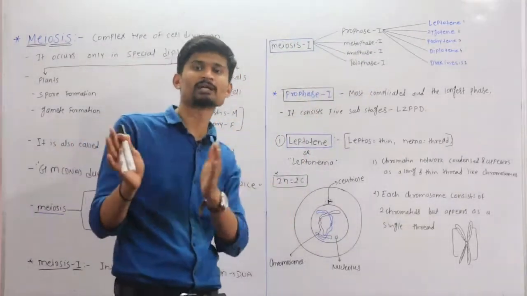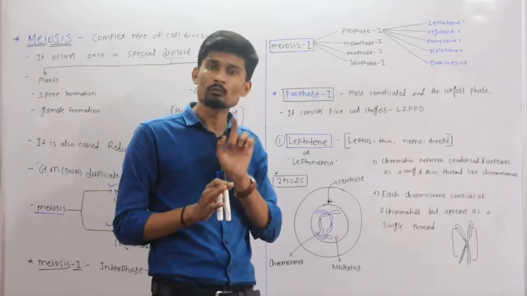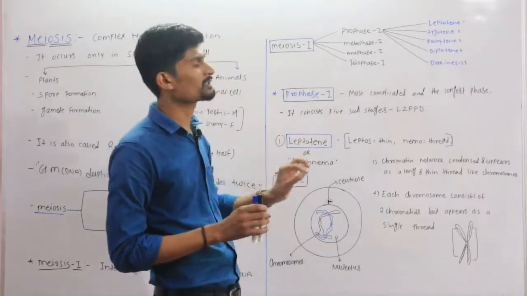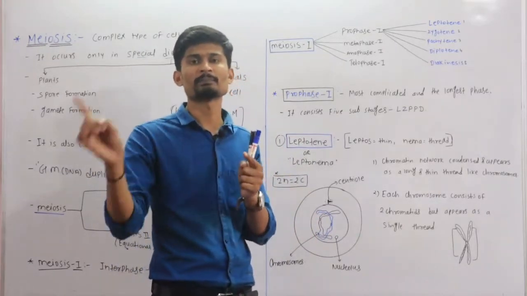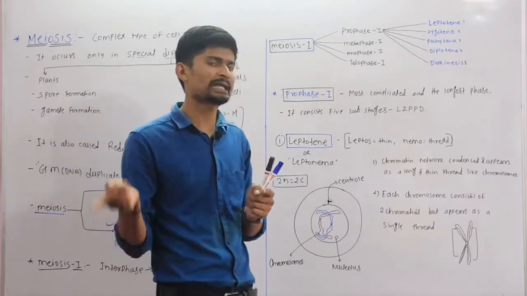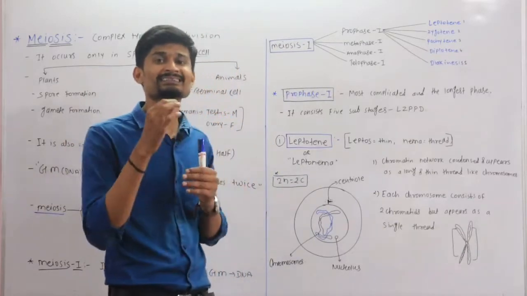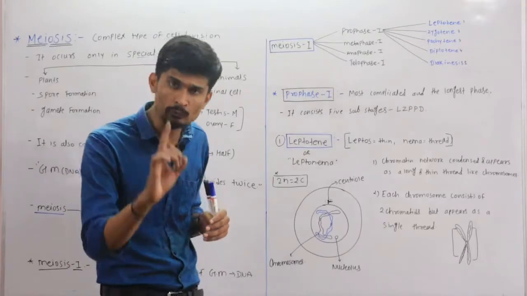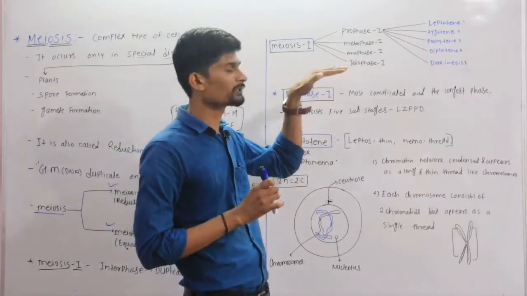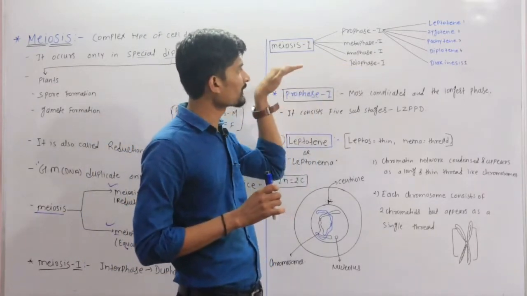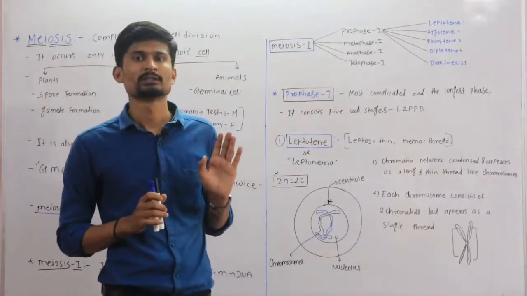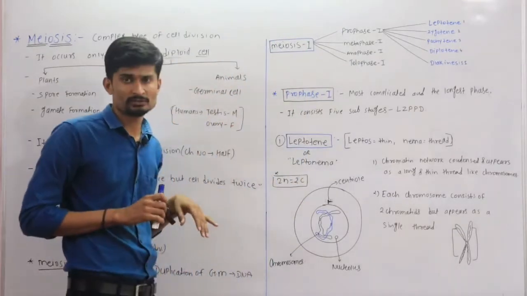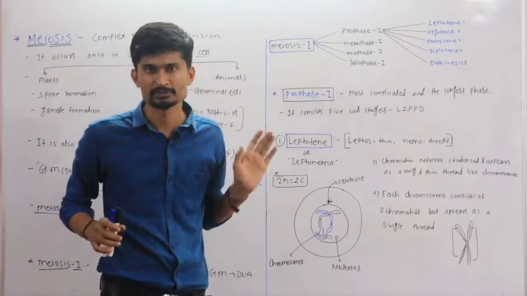So the same steps are present in meiosis 1, but the numbering is prophase 1, metaphase 1, anaphase 1 and telophase 1, because these are the stages in meiosis 1. That is why prophase 1, metaphase 1, anaphase 1 and telophase 1. So these are the 4 stages we have to see in meiosis 1.